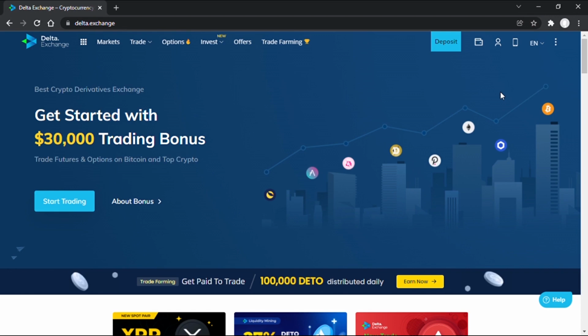So what are the benefits of Delta Exchange? First thing is, by opening an account with Delta Exchange you will get 10% as bonus. Consider if you are depositing 250 USDT, then you will get 10% of 250 USDT, that is 25 USDT, as a bonus. That bonus you can use for trading.